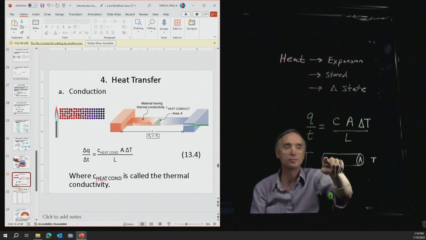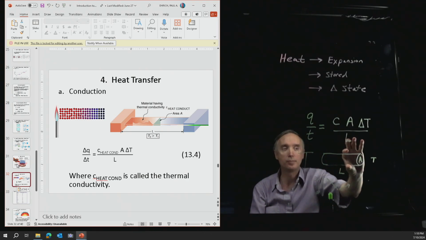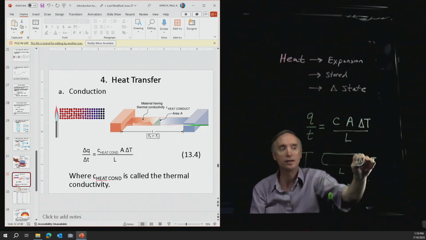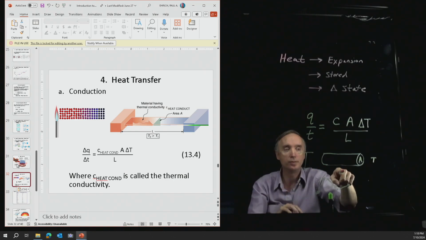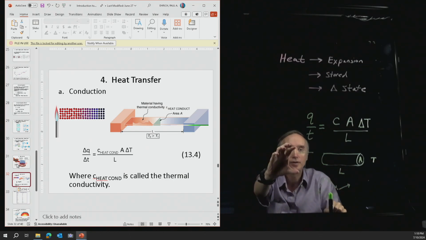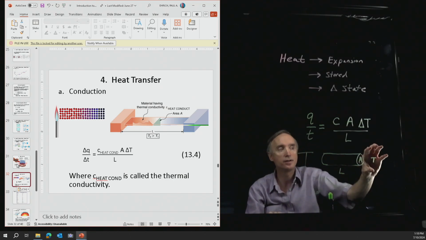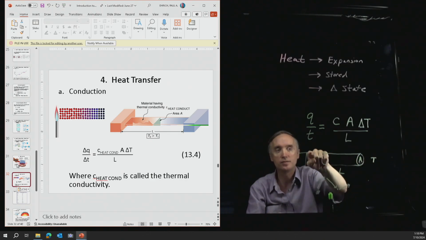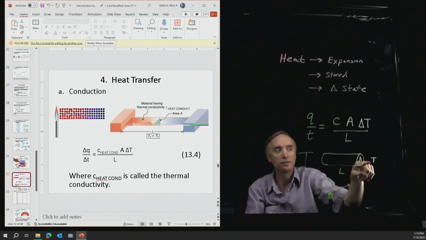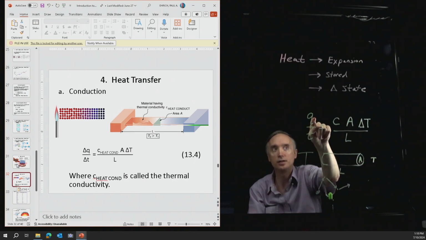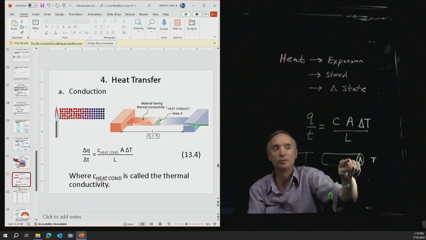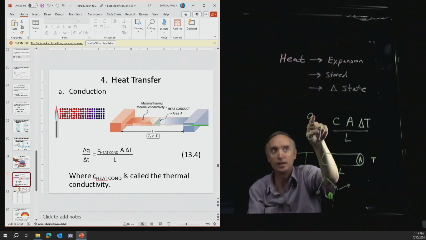So here is a material, and it's going to be like a pipe, a solid pipe that has an area A on this end. The length of the pipe is going to be L, and then this side over here is going to be hot, and then this side over here is going to be cold. So this is going to be at a higher temperature than this temperature over here. So the rate at which the heat goes through the material, so this is the amount of energy per second. So T for time, Q for heat.